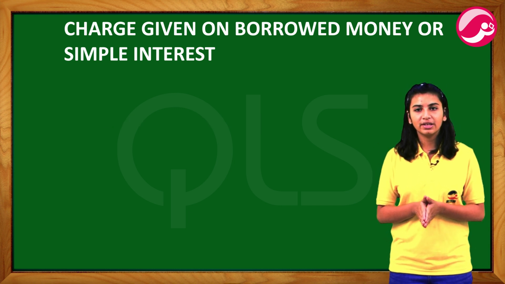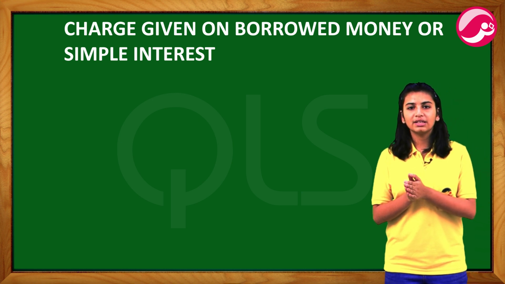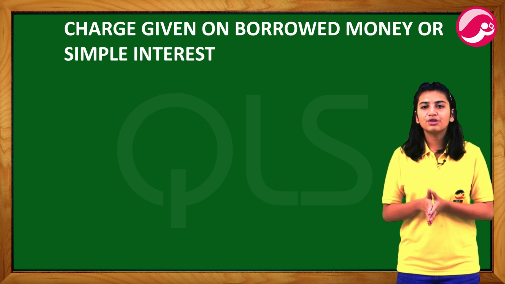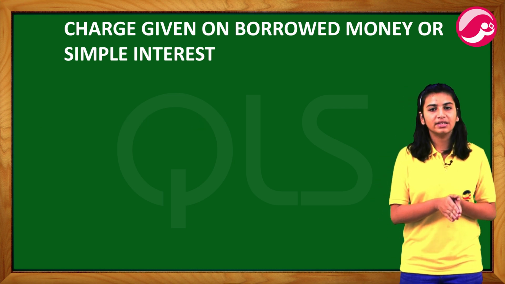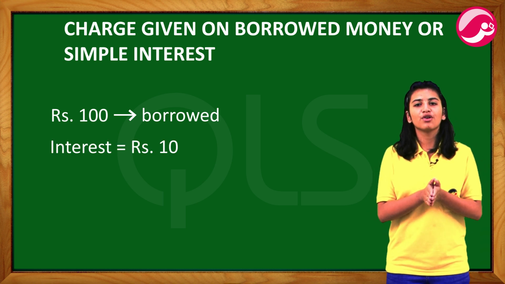Interest is generally given in percent for a period of 1 year. It is written as, to say, 10% per year or per annum. 10% per annum means for every 100 borrowed, 10 rupees will be the interest you have to pay for a year.